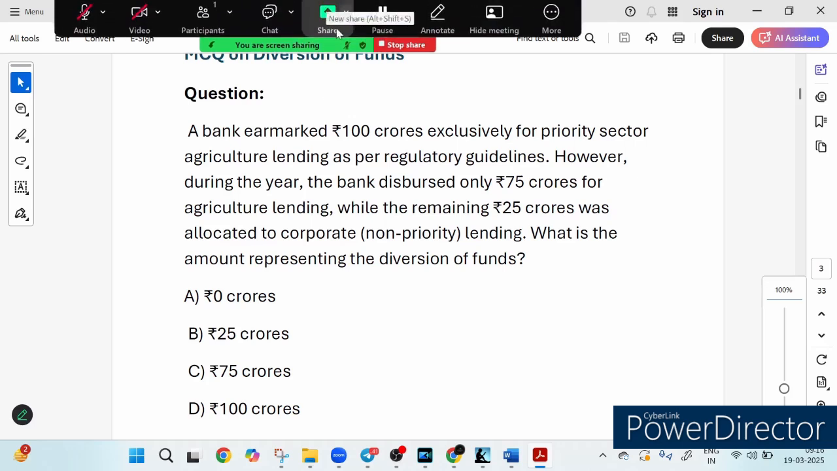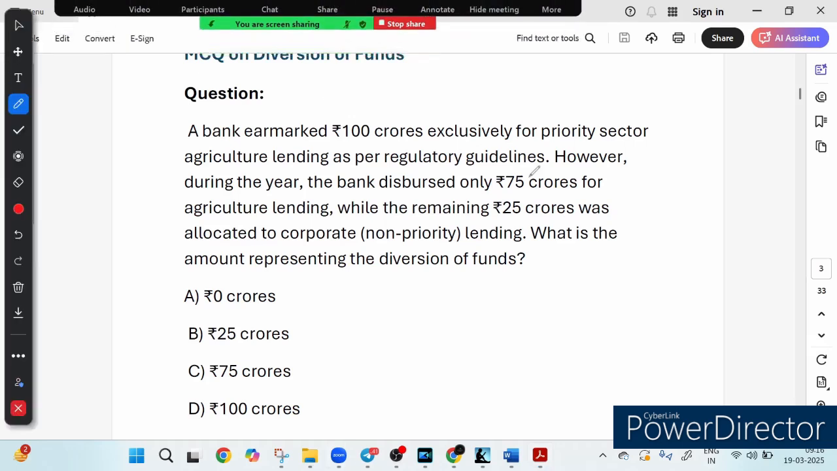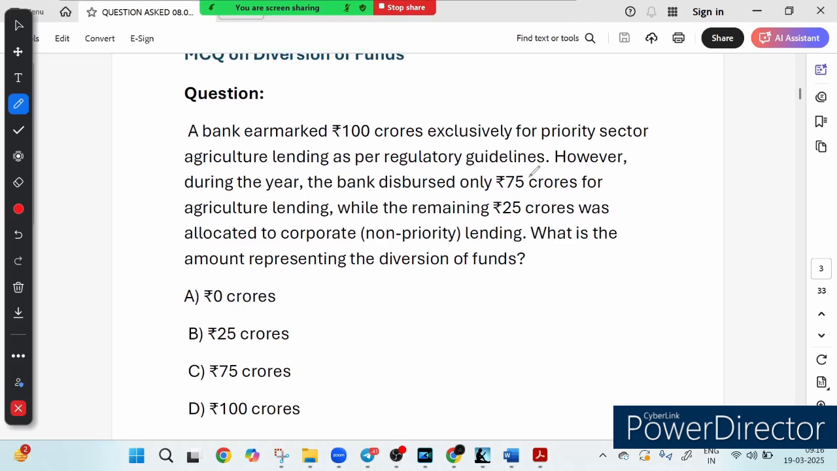A bank earmarked 100 crore exclusively for priority sector agriculture lending as per the regulatory guideline. During the year, the bank disbursed only 75 crore, right? Only 75 crore was disbursed for agriculture lending, while the remaining 25 crore was allocated to corporate non-priority lending. Now we are asked, what is the amount representing the diversion of fund? 0 crore, 25 crore, 75 crore, 100 crore.